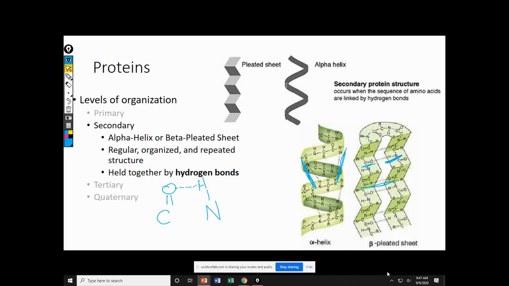Any questions about our secondary structure? We're going to go ahead and stop there, particularly because it's taking me so long to flip back and forth between the camera. Not for lack of trying, mind you.